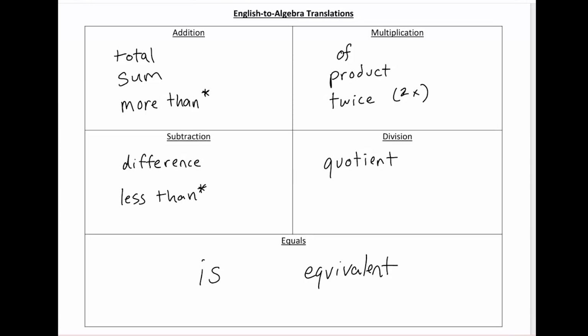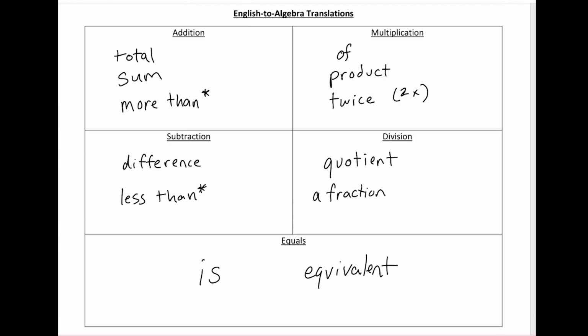Any questions about any of these terms, or can y'all think of anything else that we should throw in there? Those are kind of the ones I came up with. Yeah, for division, fraction. Okay, yeah, a fraction of, I like that. Any fractions is really just division.